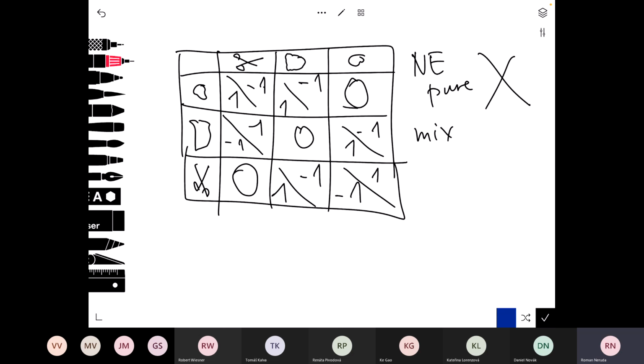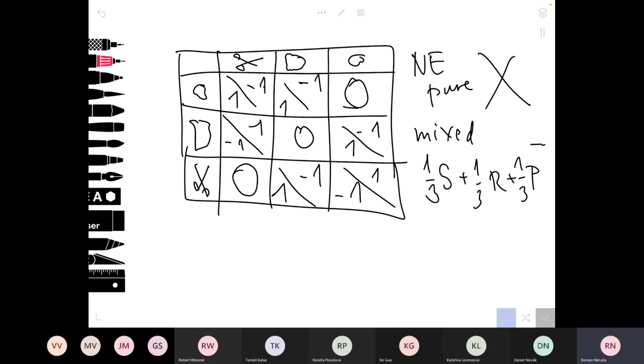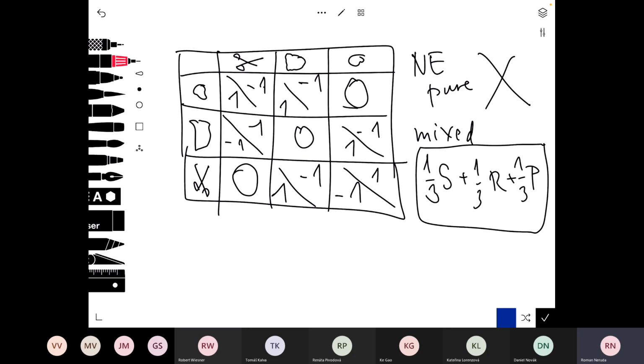In mixed strategies, there is a Nash equilibrium, and it's simply playing 1/3 scissors, 1/3 rock, and 1/3 paper. That's the Nash equilibrium, and that's the optimal strategy in terms of Nash equilibria. So the children's game of rock, paper, and scissors is an example where Nash equilibrium in pure strategies does not exist, and it exists only in mixed strategies, where you use probabilities.